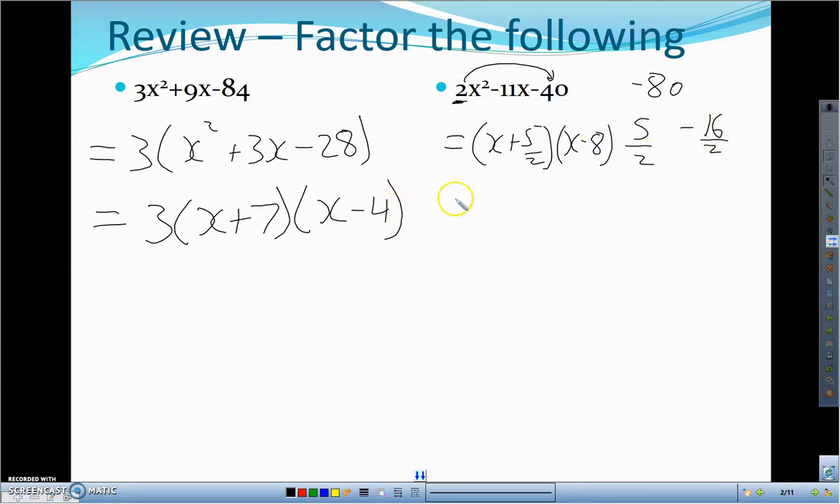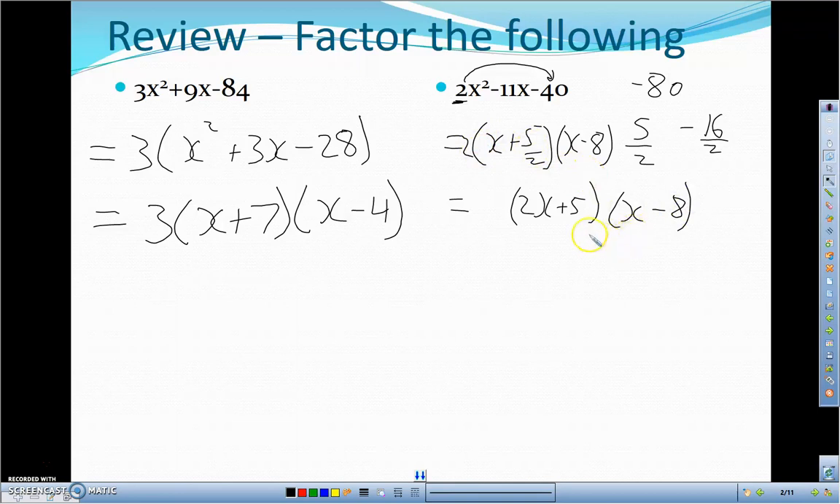And so this will be equal to, in this case, technically there is a 2 out front. 2 bracket 2x plus 5. That 2 now disappears in this next line, actually. Bracket x minus 8. The 2 comes in and multiplies these ones. And here's our final factored expression.